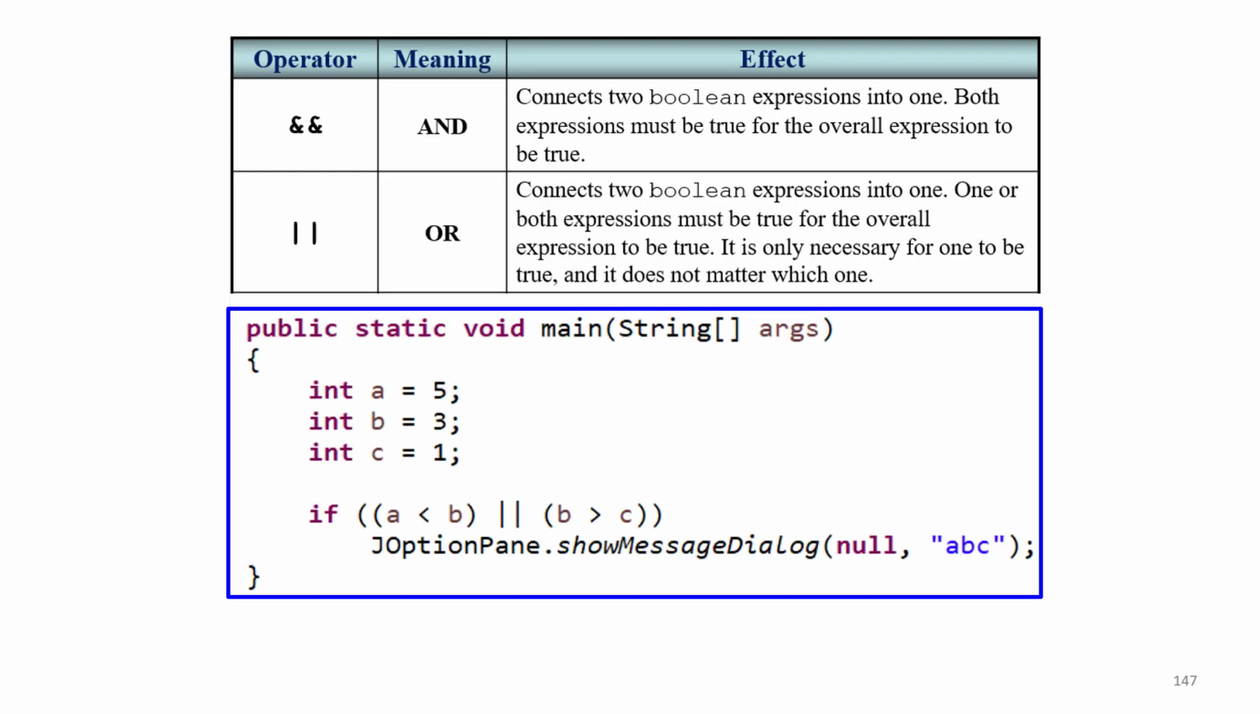How about now? This expression is false. A is not less than B, but this one is true, and they're joined by a logical OR. And it's only necessary for one of these two expressions to be true. If so, that makes this entire expression true. So this one prints out ABC also.